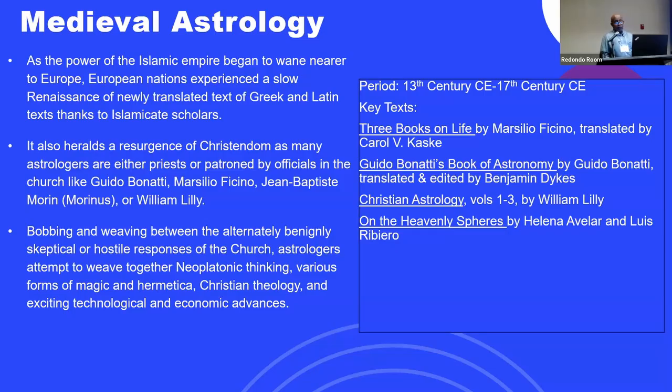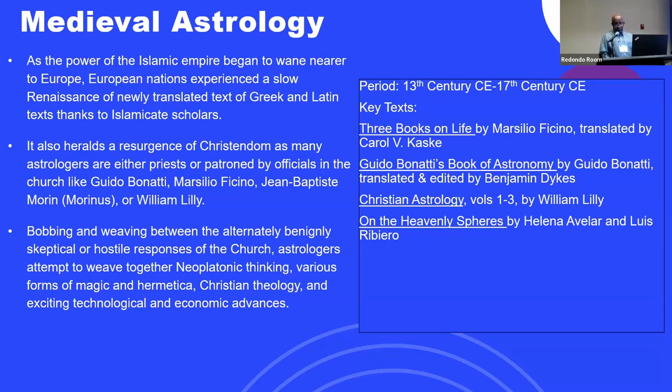The idea that, you know, after the Moors or the Islamic Empire left Spain, then we have the rise of King Ferdinand and Queen Isabella. And so a lot of different commercial and intellectual activity was recommenced and under the umbrage of Christianity. That doesn't mean that nothing was happening before, especially in places like Spain or Italy. But we now have other folks like Guido Bonatti, Marsilio Ficino, Jean-Baptiste Morin, and William Lilly kind of advancing this particular form.